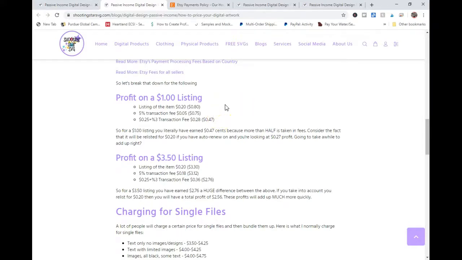You also need to take into consideration that once that sells, you're going to be relisted for 20 cents if you have auto renew on. So you're literally looking at a 27-cent profit. I would say that that's going to take quite a while to add up, right?